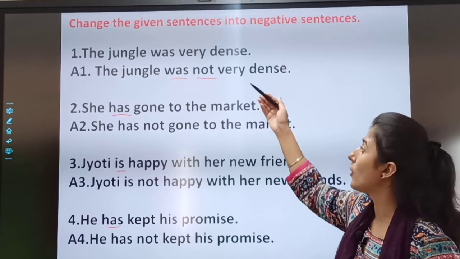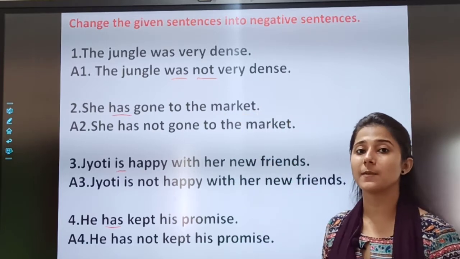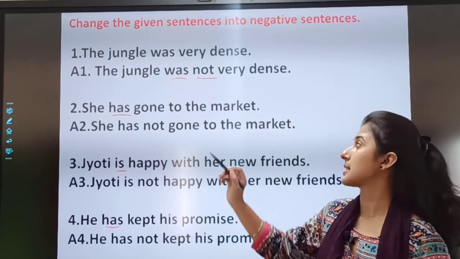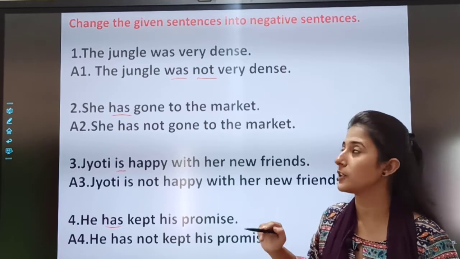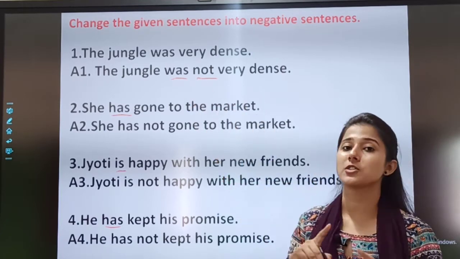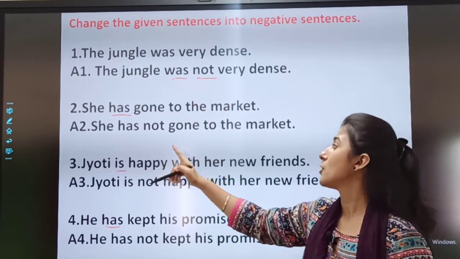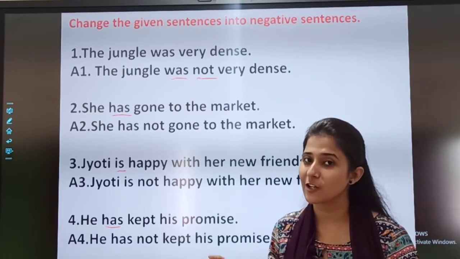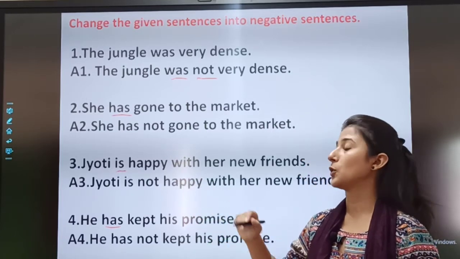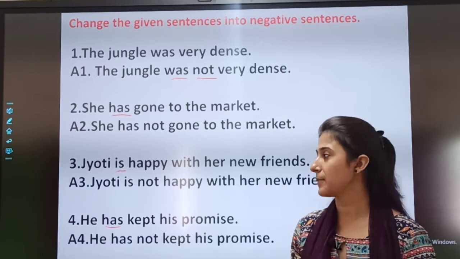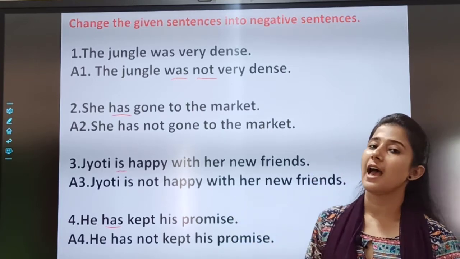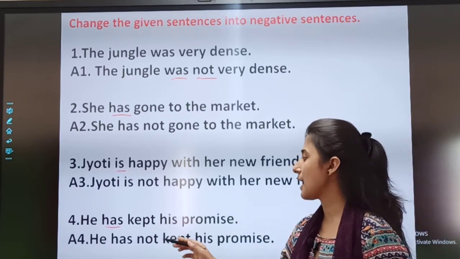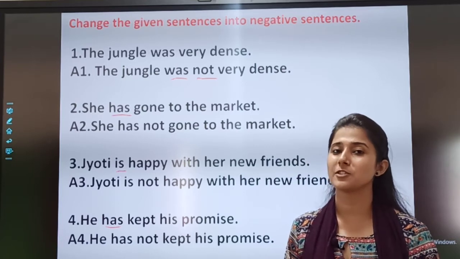So, now all these answers become our negative sentences. See, here you can see the word not. Jungle was not very dense. She has not gone to the market. Jyoti is not happy with her new friends. And the last one, he has not kept his promise.